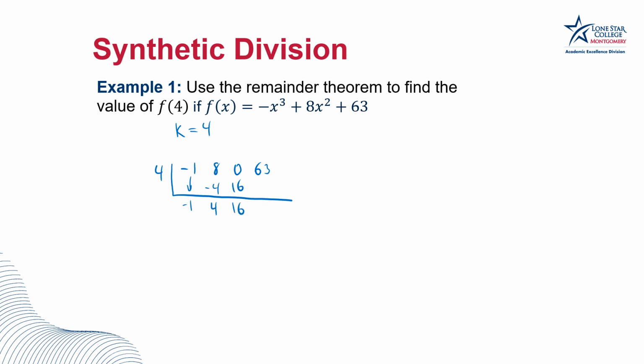16 times 4 is actually 64. And then 63 plus 64 gives us 127. So that right there is our remainder. By the remainder theorem, we can come to the conclusion that f of 4 is just equal to 127. And you can always verify that by taking 4 and plugging it into the polynomial here, which will also get you the same result of 127.